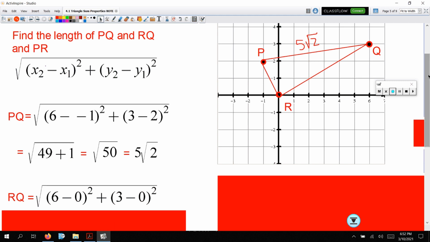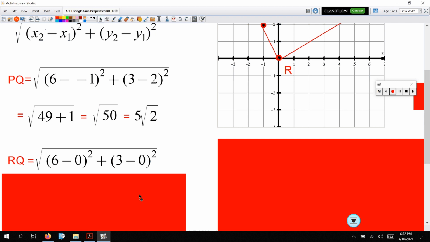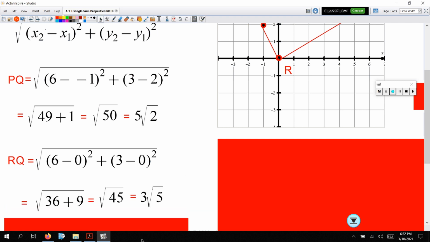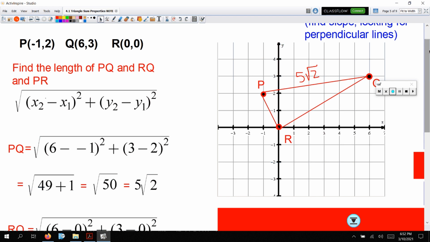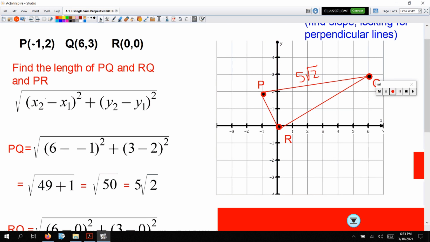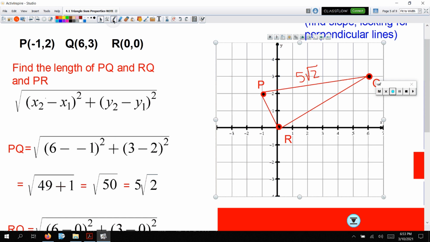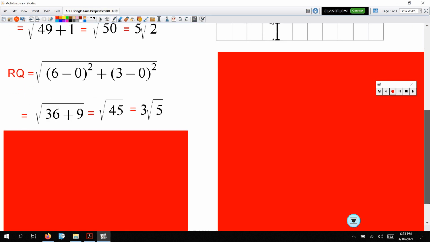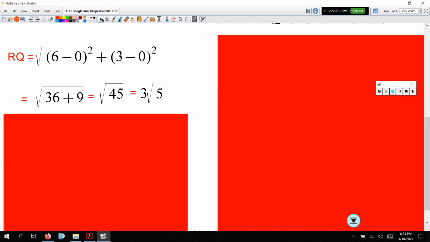This length right here. They look like they could be the same size. So you just work it down. 6 minus 0 squared, that's 36. 3 minus 0 squared is 9. Add them together, 45. Break it down, 3 root 5. Well, it is not the same as PQ. 3 root 5. We do have to check the length of PR because even though visually we know that it's not the same size, we just have to complete the equation and be sure, because maybe it's playing a trick on us.